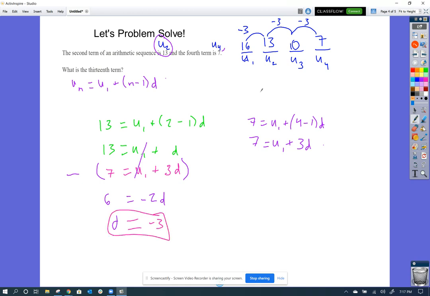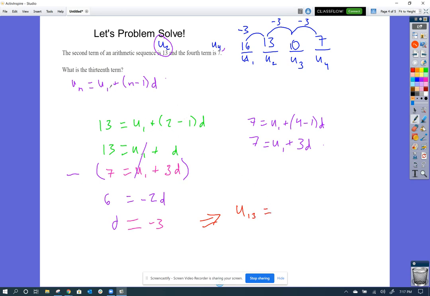All right, so now that we have d is negative 3, it says, what is the 13th term? And actually, I really probably shouldn't have boxed this because this is not my final answer. We want to make sure we're actually answering the question here. So we use that d to find u sub 13. So all that work implies that. That's what the arrow means. We want to know u sub 13.